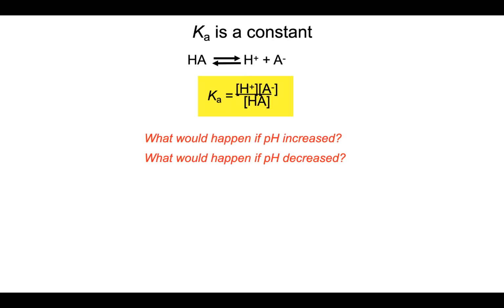Ka is a constant, which means when we reach equilibrium here, if we start messing around with the concentration of the protonated group or the deprotonated group or the protons, this reaction is going to change. This equilibrium is going to move left or right. So what would happen if we take this equilibrium and we increase the pH? What would happen if we take this at equilibrium and we decrease the pH? Let's take a look at that.